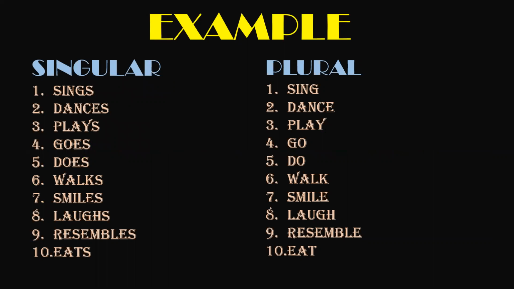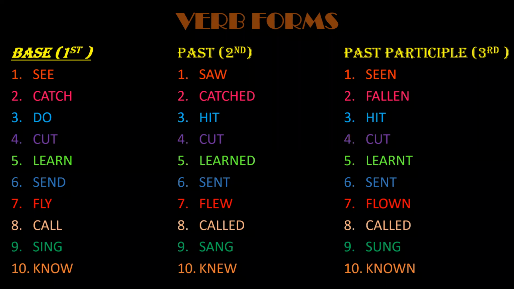For example, there are some singular and plural verbs. Sings, sing, dances, dance, plays, play, and so on. Then the forms of the verb. Before we begin with the tenses, we should know about the forms of the verb so that we use the correct form in the correct place.